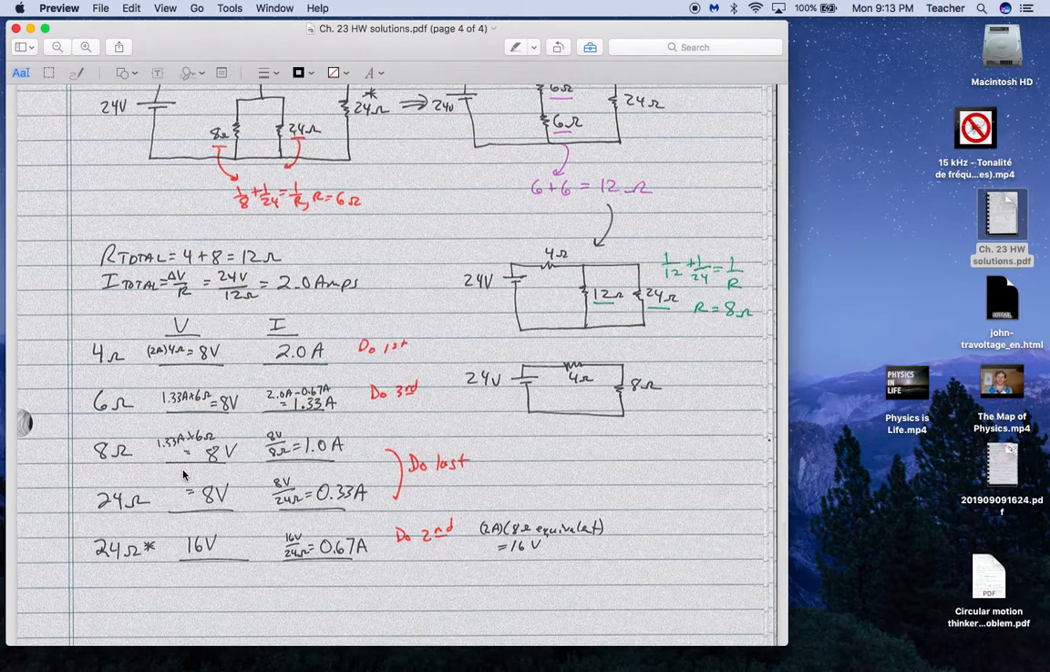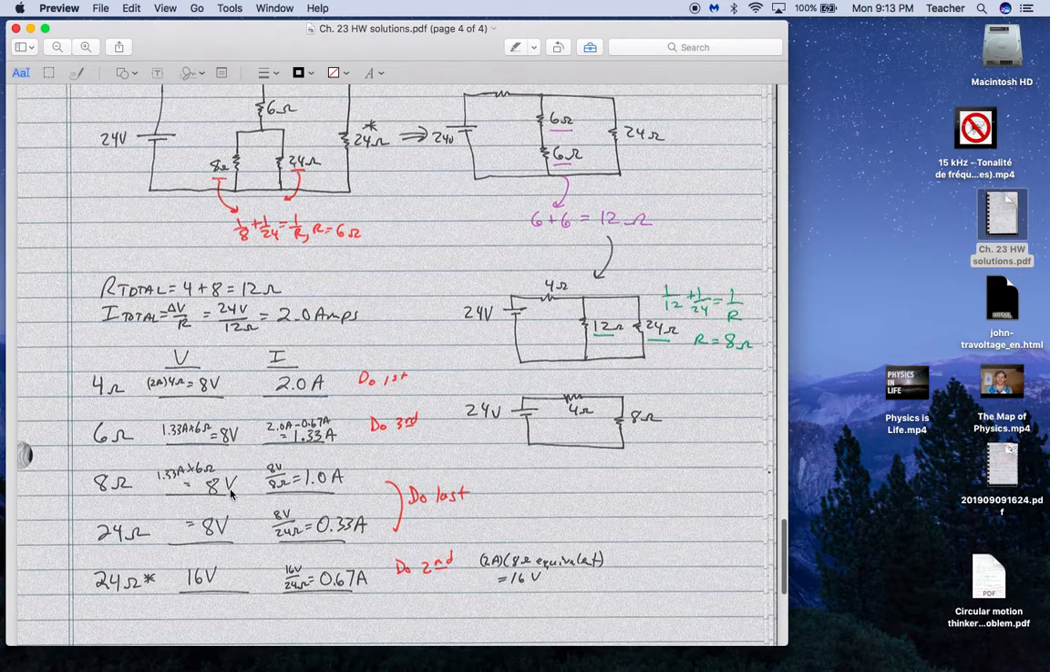There's a bunch of ways you could think about that. I end up showing that it splits. If I have 8 volts divided by 8 ohms, that's 1 amp. 8 volts divided by 24 ohms, that's 0.33 amps. That should equal the total going through the 6 ohm resistor, and it does.